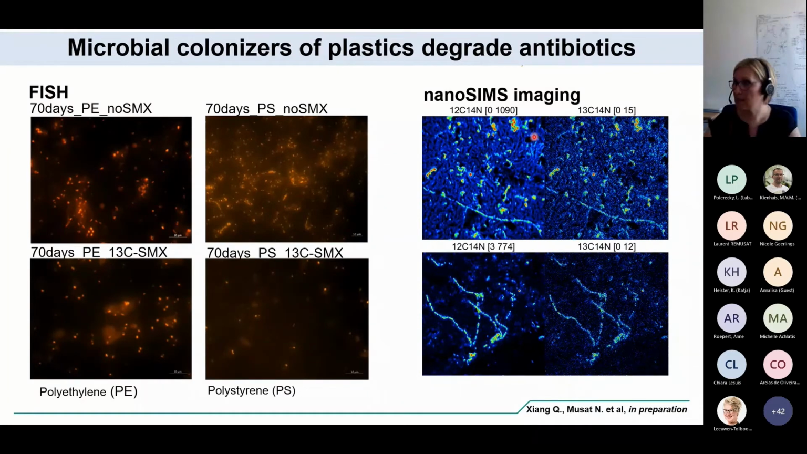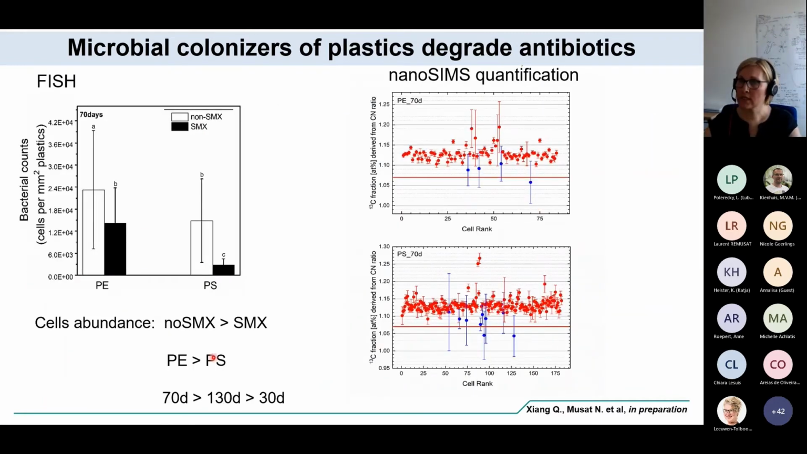I have to say that NanoSIMS imaging was extremely difficult, not only due to the topography, because these plastic pieces are not perfectly flat, but also because we had a huge array of colonizers and a lot of particles coming from the soil. So what we could see with FISH is very clear: first of all, you see the differences, this PE, which is higher than PS. This is the colonization on different plastic pieces. And of course, a higher amount of cells we observe on the no-SMX plastic pieces versus the ones with antibiotics. And the highest community was observed at 70 days, a bit less at 130 days, and very little at 30 days.